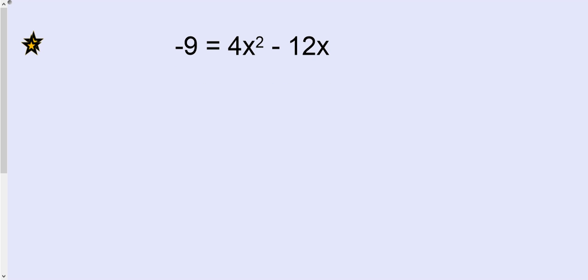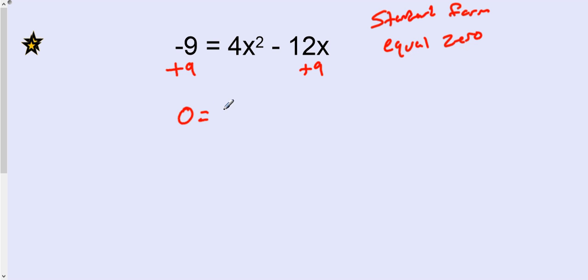In order to use the quadratic formula, the quadratic itself has to be in standard form, and it has to be equal to 0. So right now it's not in standard form, and it's not equal to 0, so the first thing we're going to do is add 9 to both sides. There's the 0 that we are looking for.